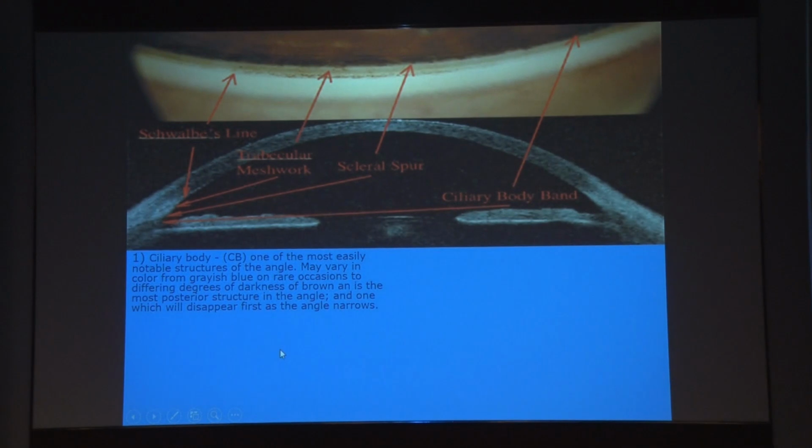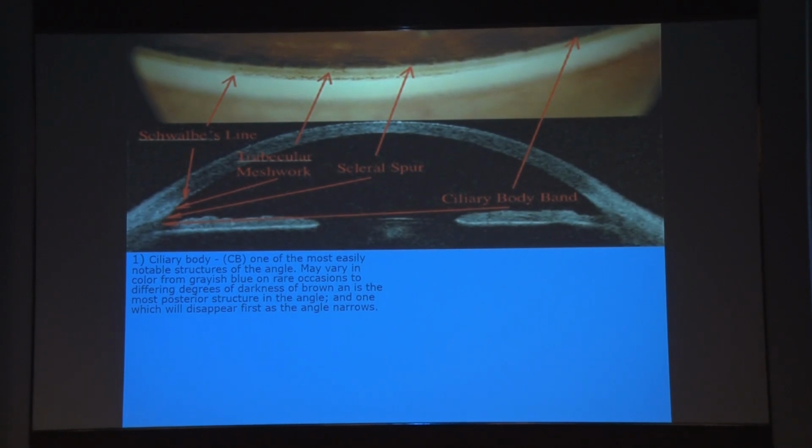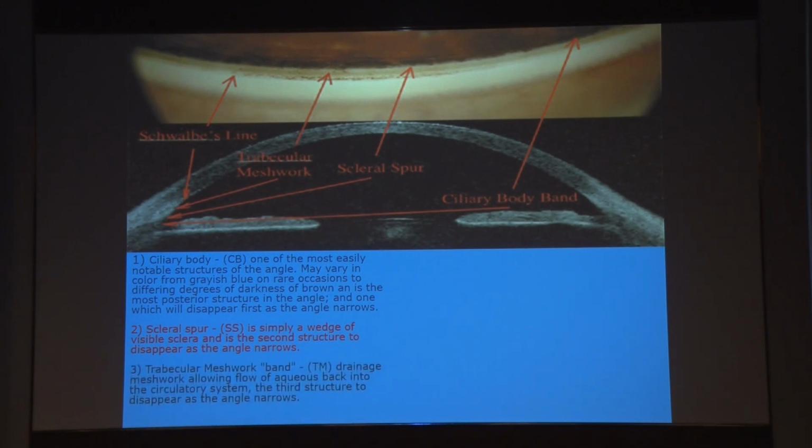If you look at that, the ciliary body, we start right from here. That's an open angle that you're looking at. So the ciliary body is one of the most easily notable structures. You cannot actually miss that. And it varies in color from grayish to brownish. The scleral spur, this is one of the most important things and is simply a wedge of visible sclera, and is the second structure to disappear as the angle narrows.